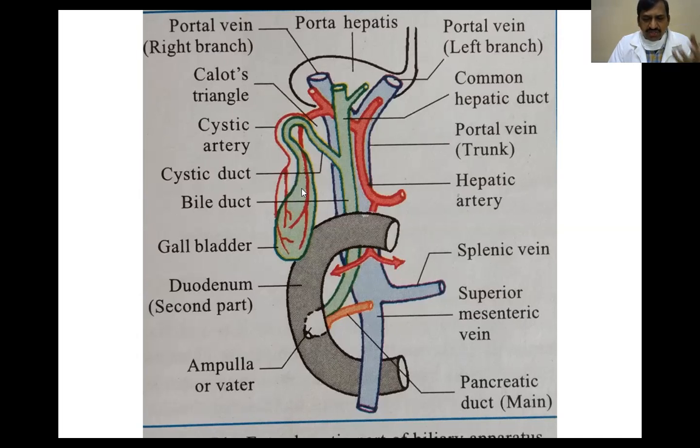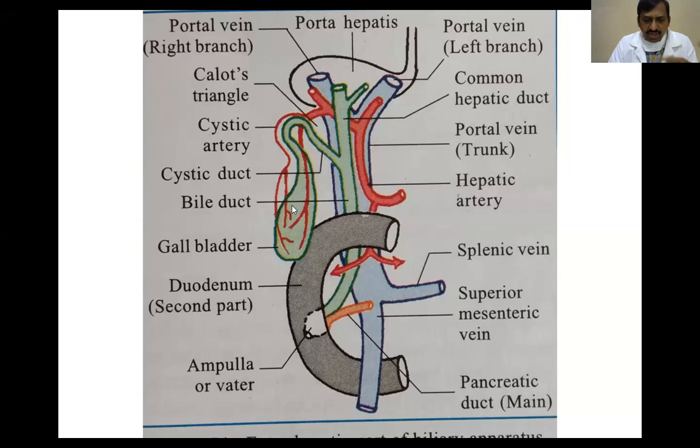What is the function of the gallbladder? You know very well, that is storage of bile. The gallbladder bile is 10 times more concentrated than the liver bile. To perform this function, the mucosa of the gallbladder has a specialized lining epithelium, columnar cells, which have an absorptive function. They absorb the excess water present in the bile and thereby concentrate the bile.